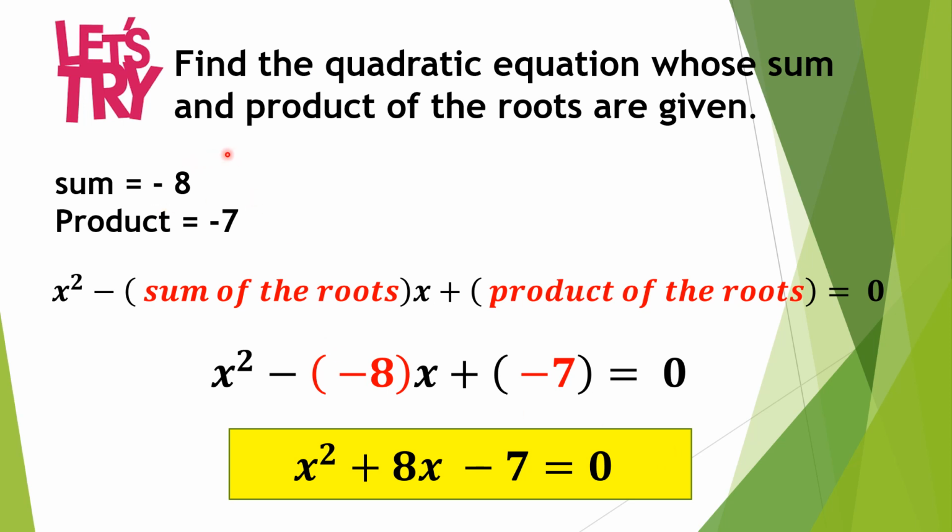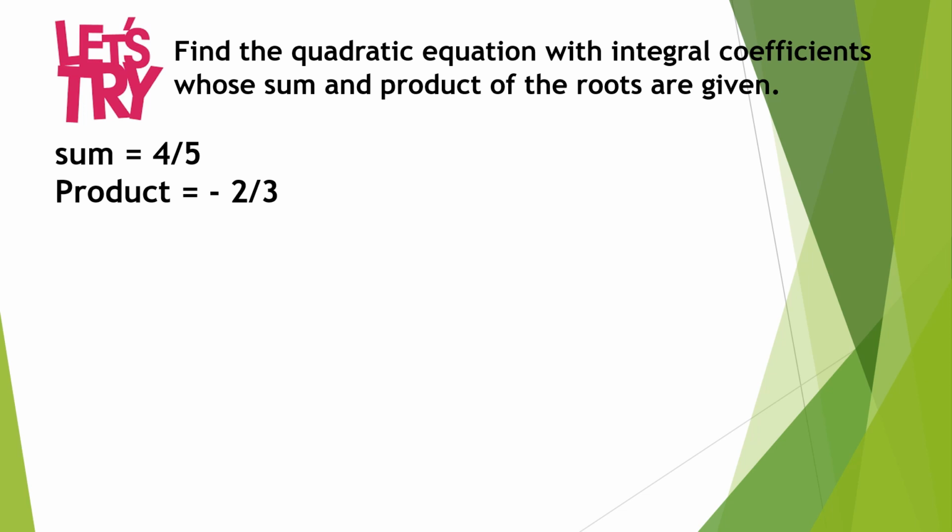So given the sum of the roots equals negative 8 and the product of the roots negative 7, it is defined by the equation x squared plus 8x minus 7 using this pattern. But don't forget to equate that to 0. Okay, let's try another one.